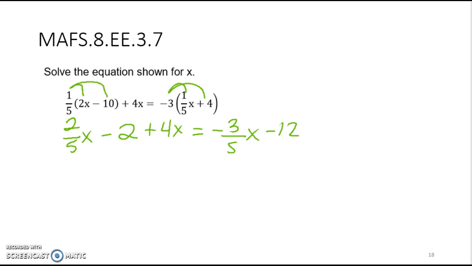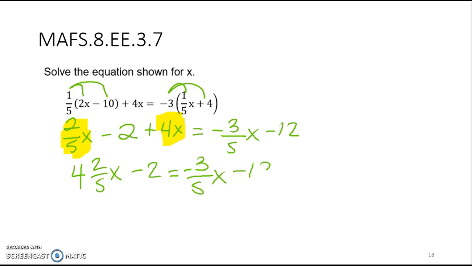So now we need to combine like terms. I'm going to go ahead and highlight some of these like terms here. So I've got x's on that side. Let's go ahead and combine those. When I combine those, I'm going to end up with 4 2/5 x minus 2 equals negative 3/5 x minus 12.